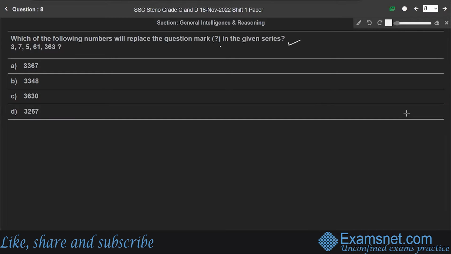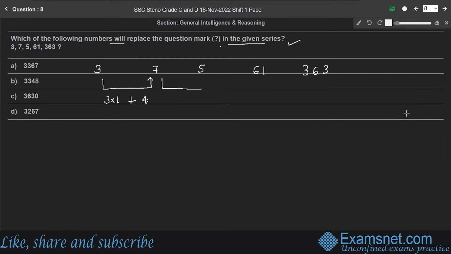Question number 8. Which of the following numbers will replace the question mark in the given series? So here, the first 5 numbers are 3, 7, 5, 61 and 363. We need to find the last number. Here the first 2 numbers are related as, we'll write 3 as 3 into 1, plus 4, gives you 7. 3 into 1 plus 4 is equal to 7.